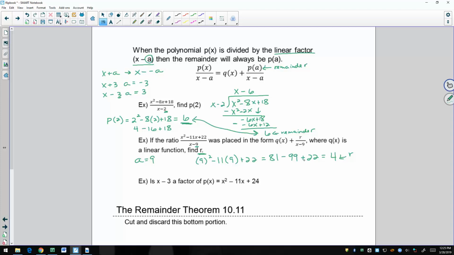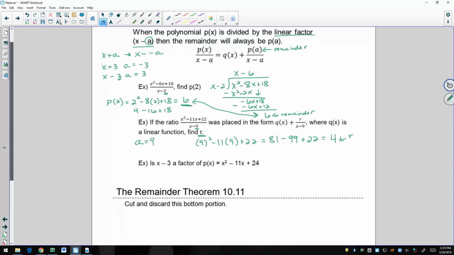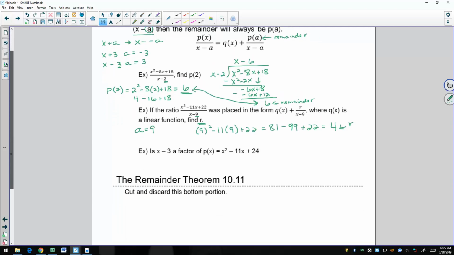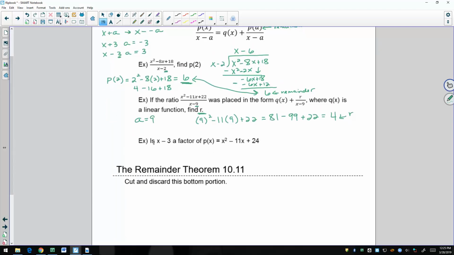Now, if you forget this theorem, no big deal. You can just actually do the division. It's a little more work, but you will be able to find the remainder that way as well. And the last example, it says, is x minus 3 a factor of this polynomial? Well, you could divide it out and see if it actually is a factor or not. To tell if it is a factor, what you're looking for is the remainder will be 0.